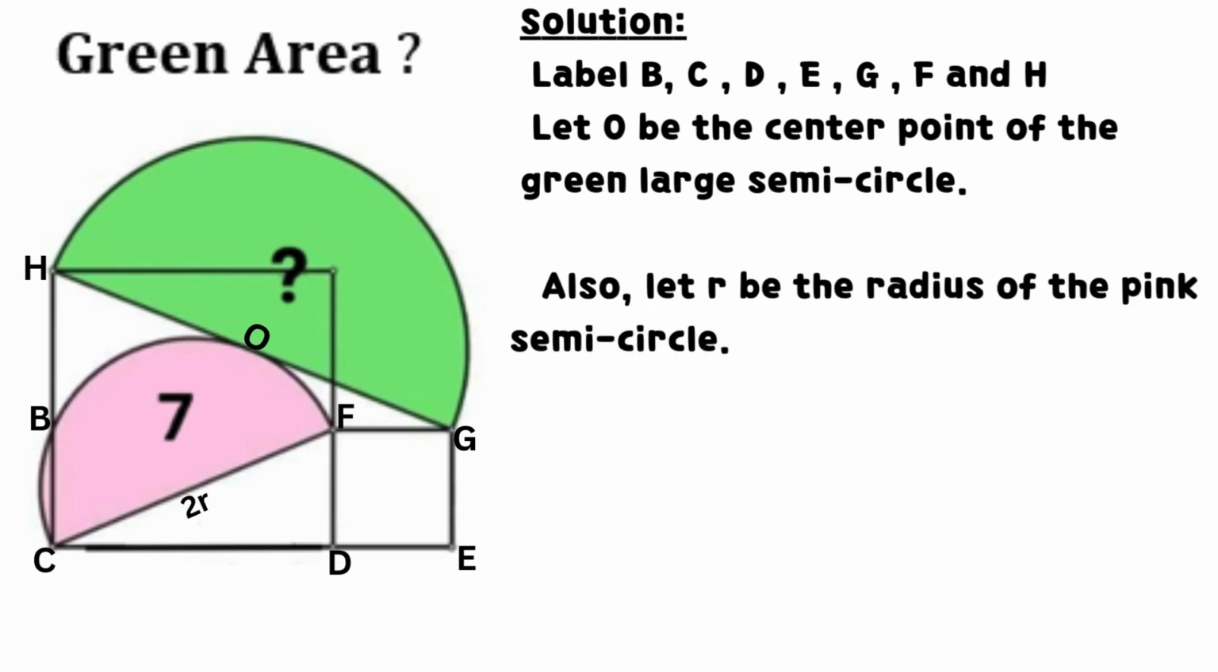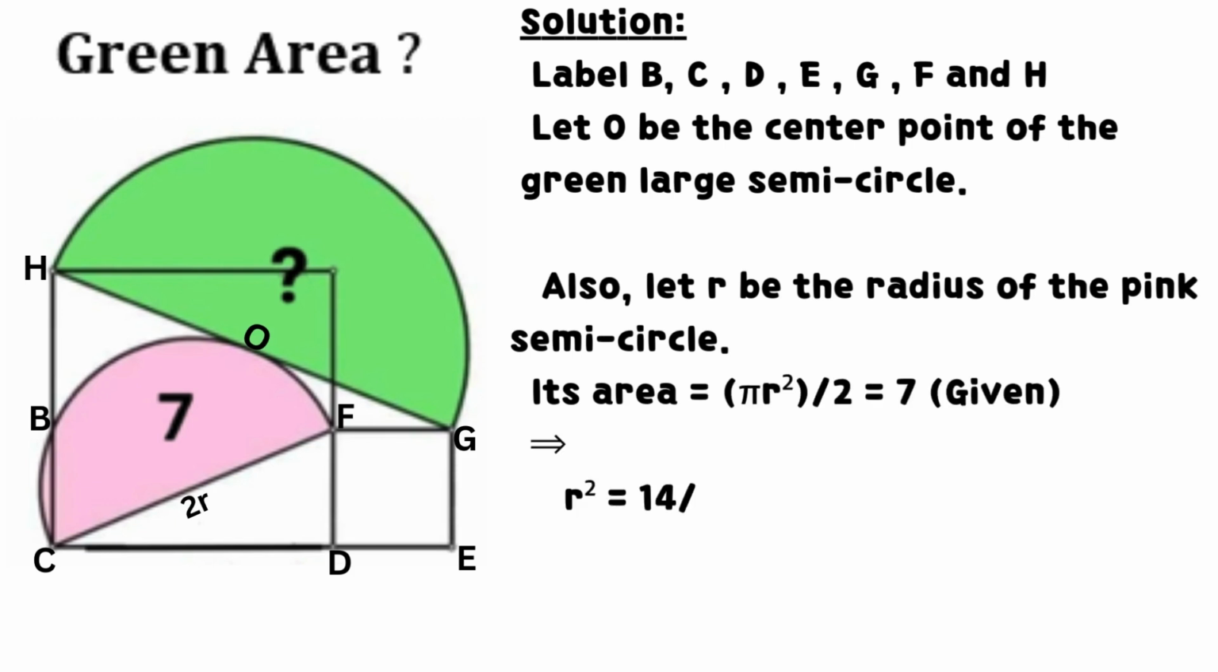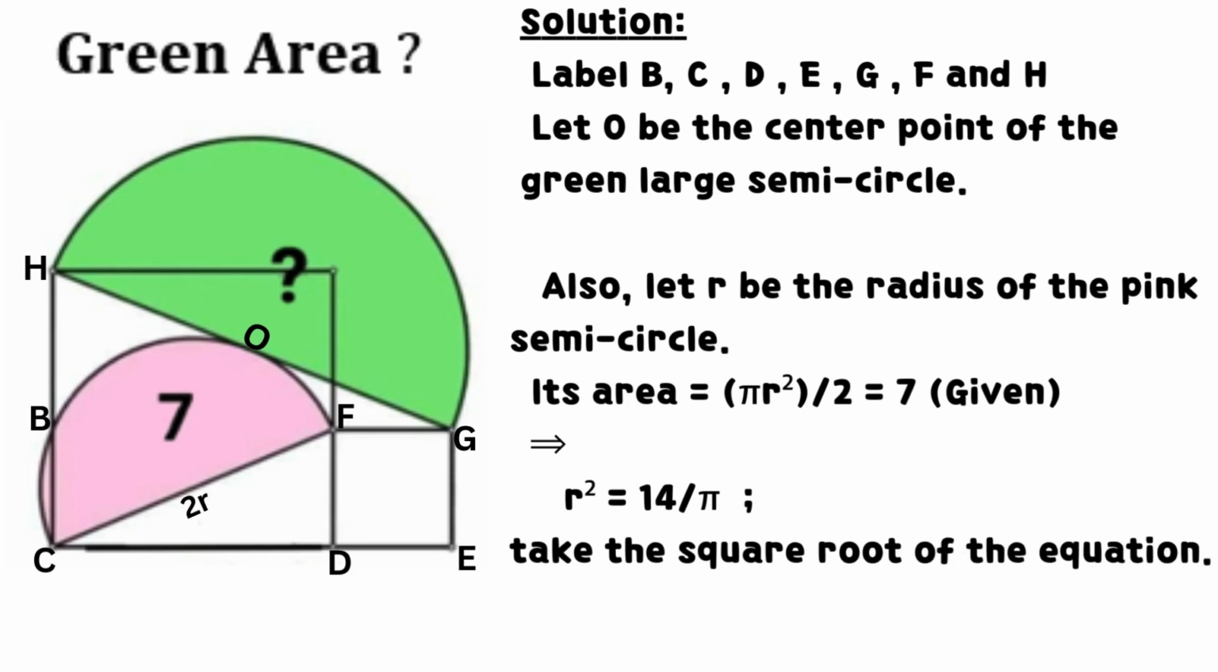Let O be the center point of the green large semicircle. Also, let r be the radius of the pink semicircle. Its area equals half the product of pi and the square of r, which equals 7 square units. Make the square of r the subject of the formula. We have that the square of r equals 14 divided by pi.